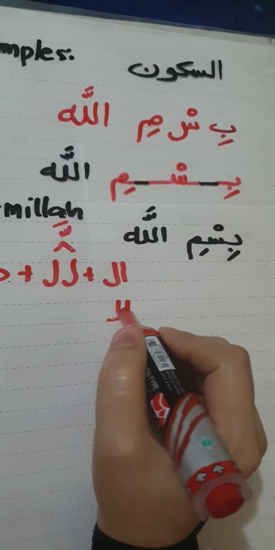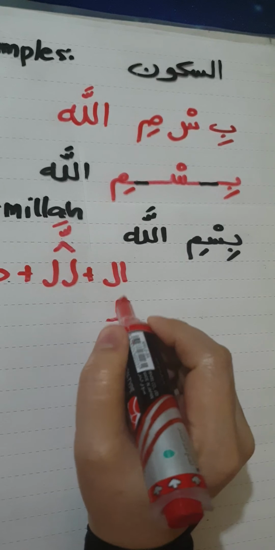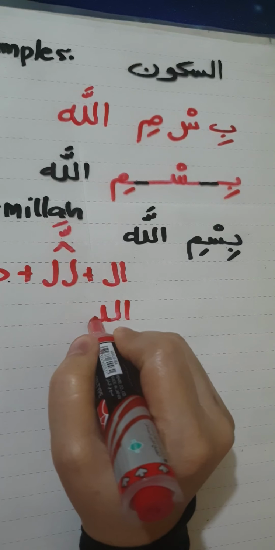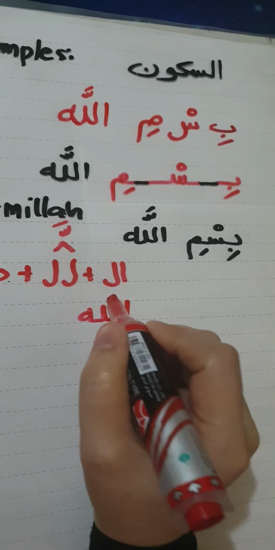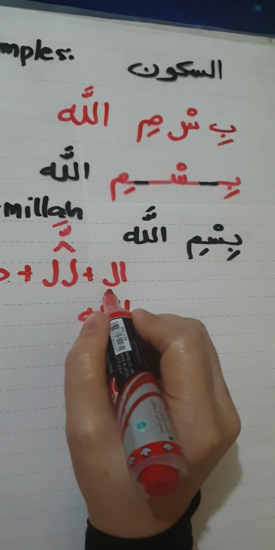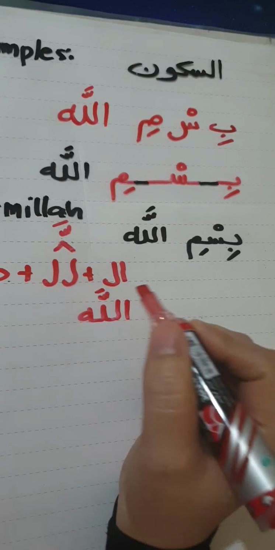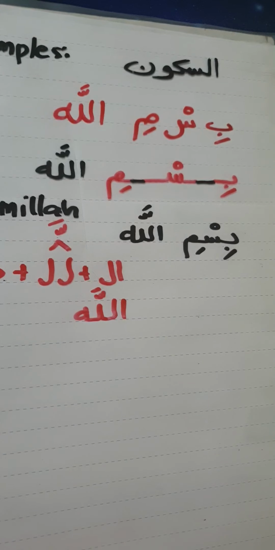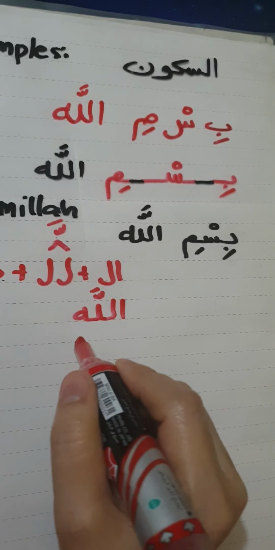So now we have this al, plus the one lam, and then the last one is the ha. So you have to put here the shadda. Okay, so this is Allah. So Bismillah.